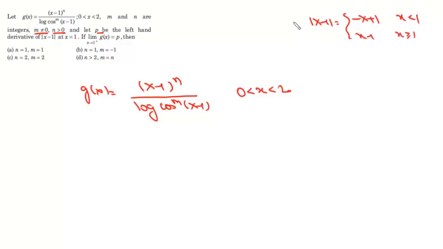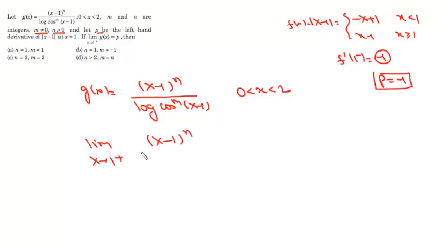So if we look at its left-hand derivative, f dash 1 negative, it will be simply minus 1. So that means the value of p is minus 1. Now it says the limit as x tends to 1 positive of g(x) is p. So this is the limit as x tends to 1 positive of (x minus 1) to the power n, and here we'll take this power out, so it will be m log cos(x minus 1), and this is equal to minus 1.